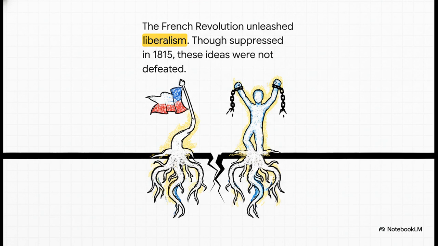The conservatives in 1815, well, they could censor books and they could shut down plays, but what they couldn't do was erase the memory of the French Revolution. The ideas of liberty and nationhood had been let loose, and even though they were pushed underground, these ideas would fuel revolutions for the next 100 years.